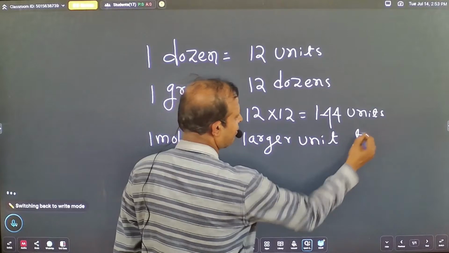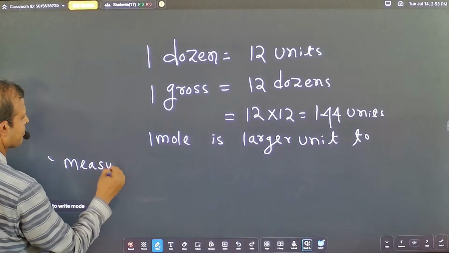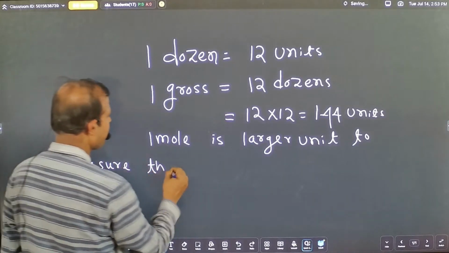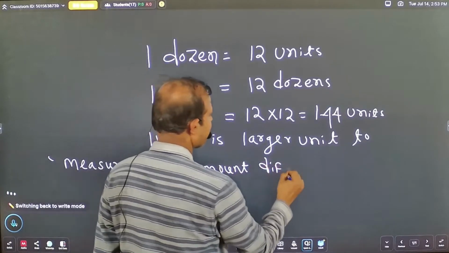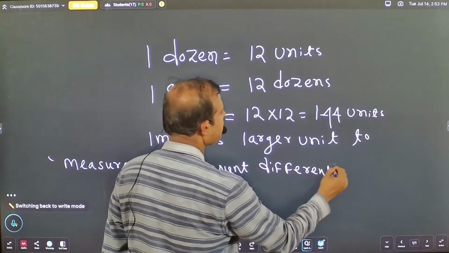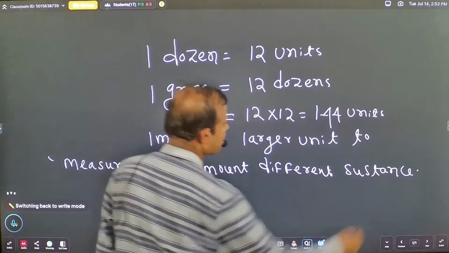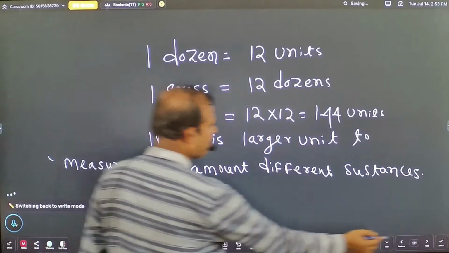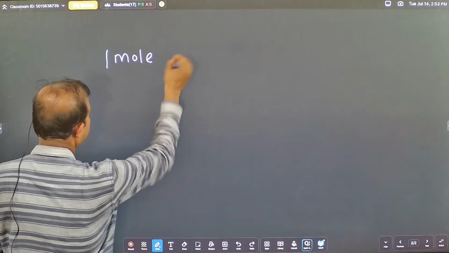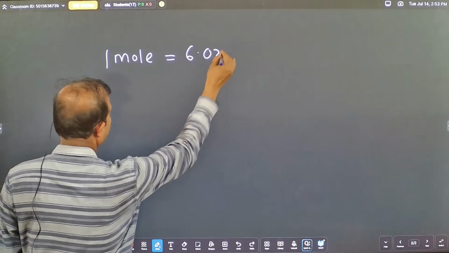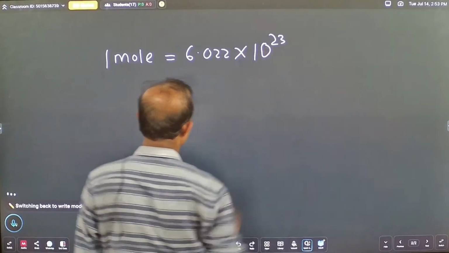to measure the amount of different substances. So 1 mole means it's a huge number, that is equal to 6.022 into 10 to the power 23. It's a big number, right? 1 mole means this number.